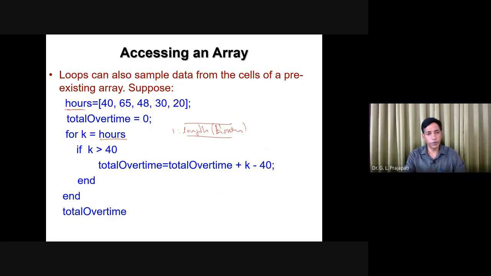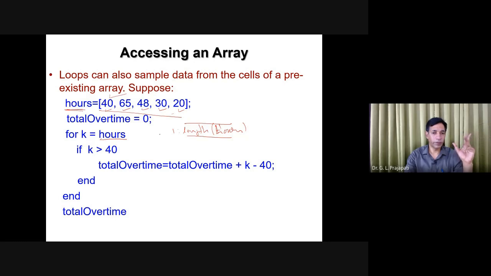So once you go for k is equal to hours, then what is the first value of this? Hours becomes now this vector, and the first value of the vector is 40, second value is this, third value is this, fourth value is this, fifth value is this. So for k, the first time you are going to enter, you have the hours, and hours means this. The first time you enter, k will become 40.